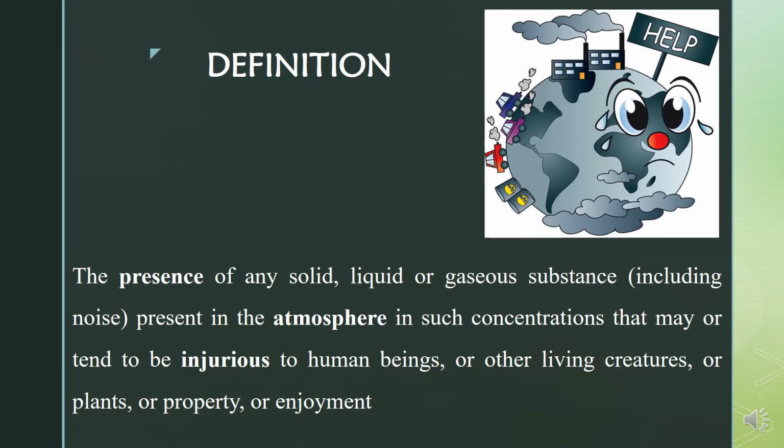Definition of air pollution. Air pollution is defined as the presence of any foreign matter such as any solid, liquid or gaseous substances present in the atmosphere in such a concentration that may or tend to be injurious to human beings or other living creatures or plants or property or enjoyment.